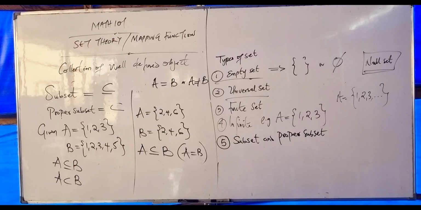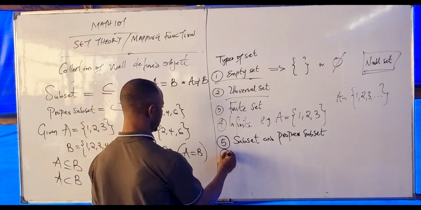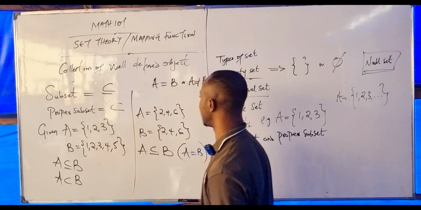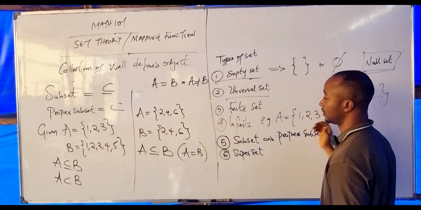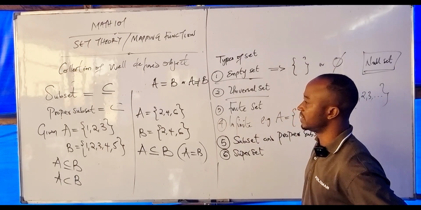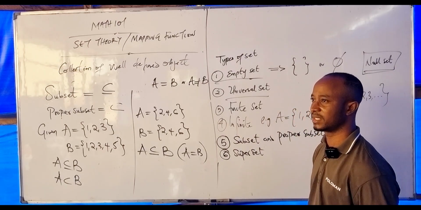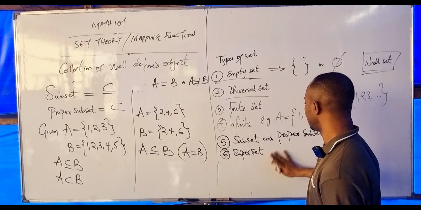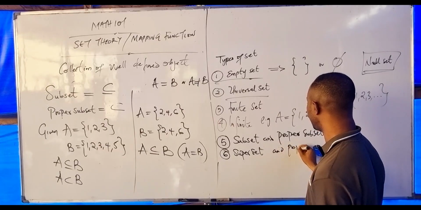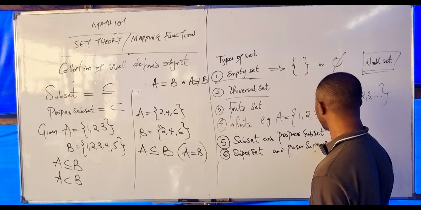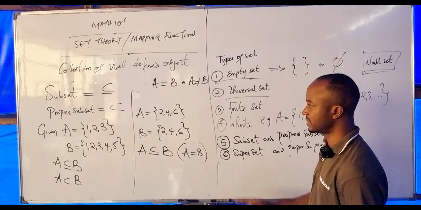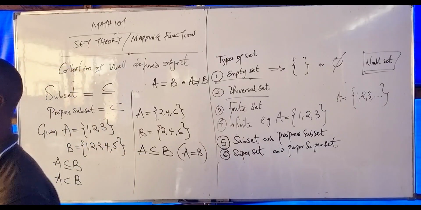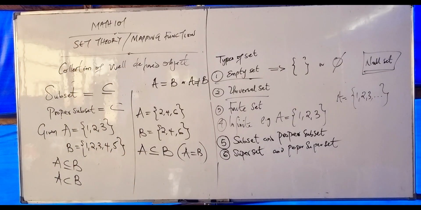Okay. Now, supersets. The next one, number 6, superset. I won't talk much on this. I'll just give you an illustration. Listen, put this down. If A is a subset of B, that implies that B is a superset of A. Is that clear?